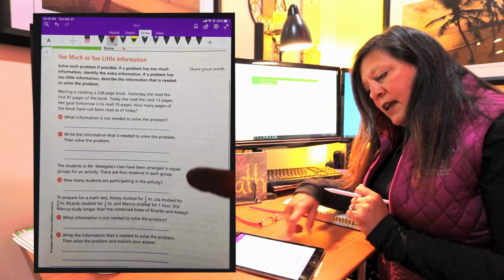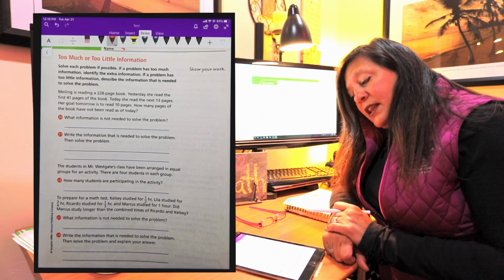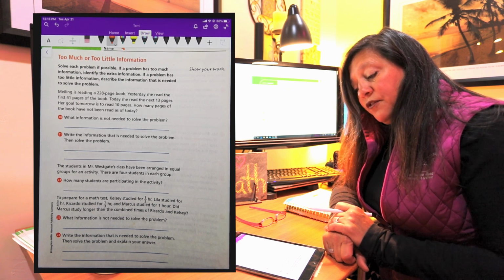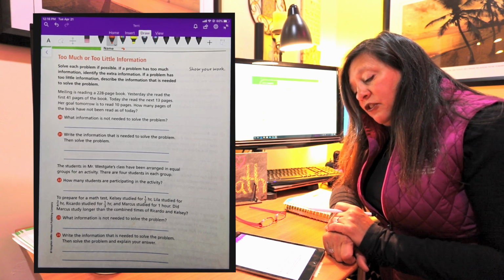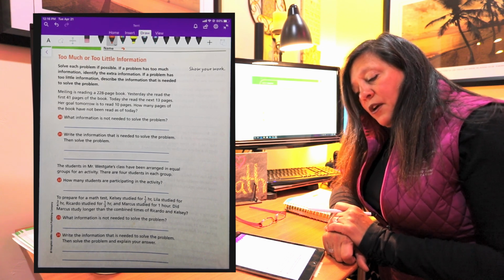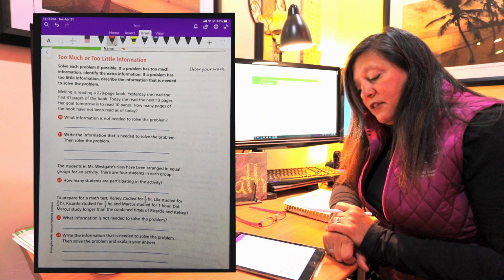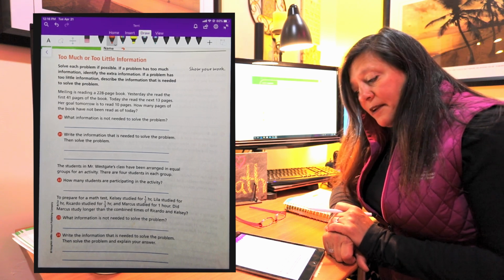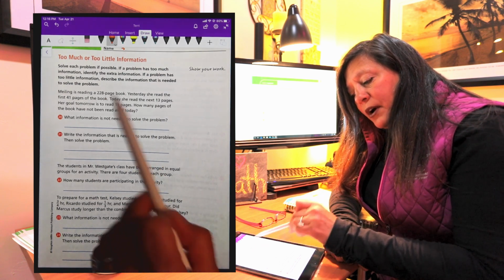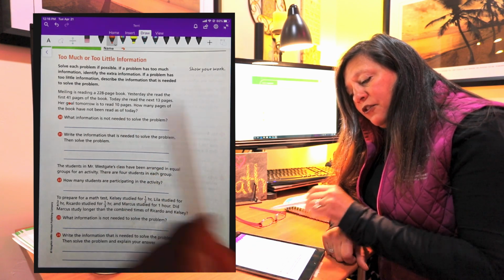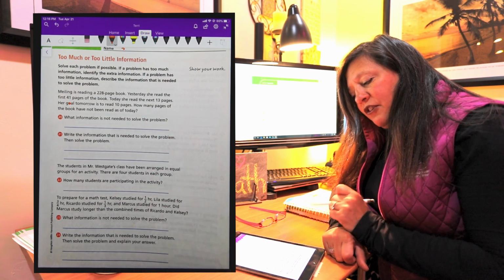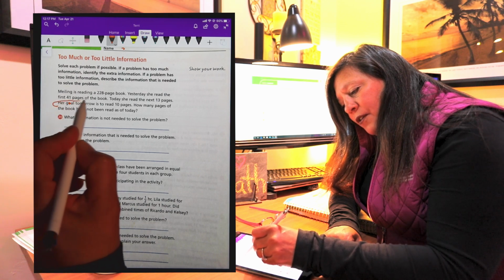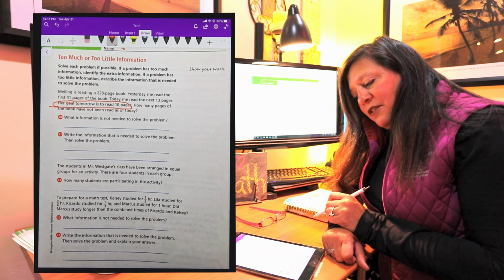Okay, here we go. Mealing is reading a 228-page book. Yesterday, she read the first 41 pages of the book. Today, she read the next 13 pages. Her goal tomorrow is to read 10 pages. How many pages of the book have not been read as of today? Well, we know the amount of the book. We know how many pages it is. We know how many pages she read so far and how many she's reading today. We have some information here. Her goal is to read 10 pages tomorrow.